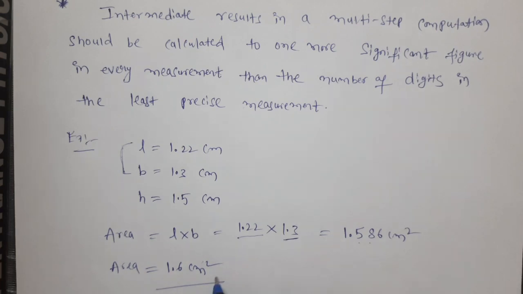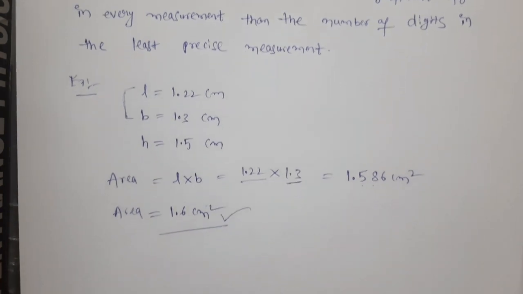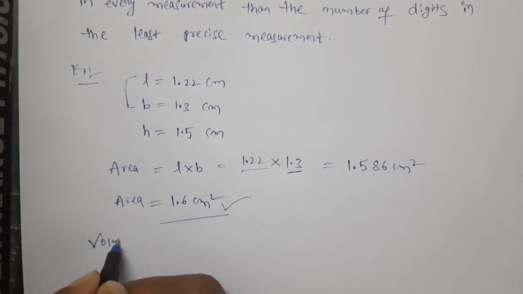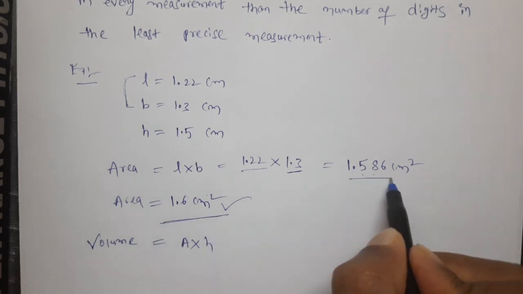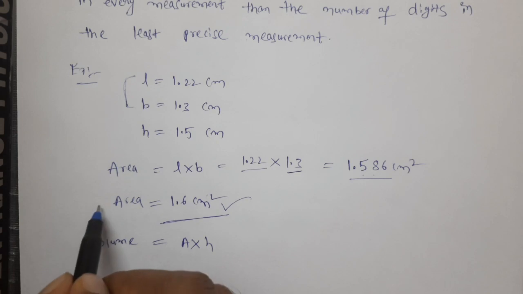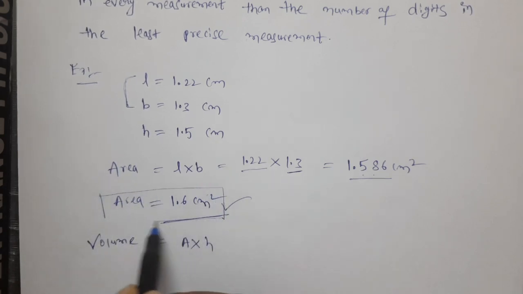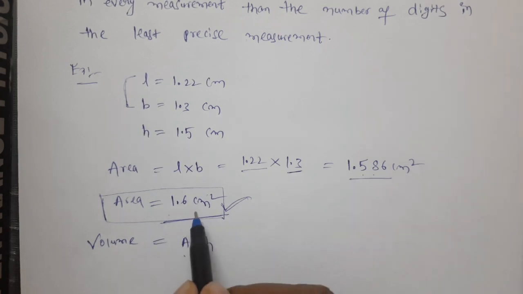But now I want to find the volume. Volume is equal to, how do we write, guys? L into B into H, right? Or you can also write area into height. So when you do area into height, which one are you supposed to take, either this one or this one? When someone asks you to find only area, this is the correct value to represent. But if you want to find volume, we are not supposed to use this one. At least it is 1.586, right?